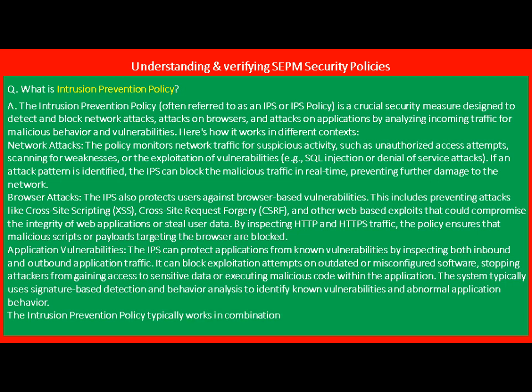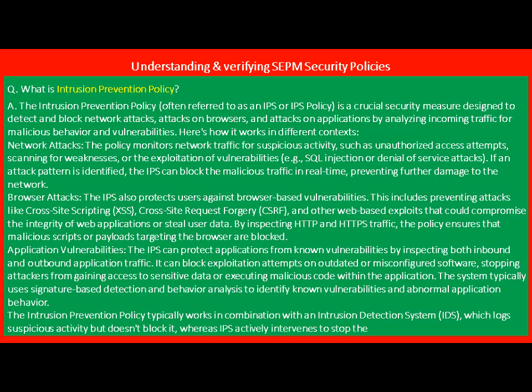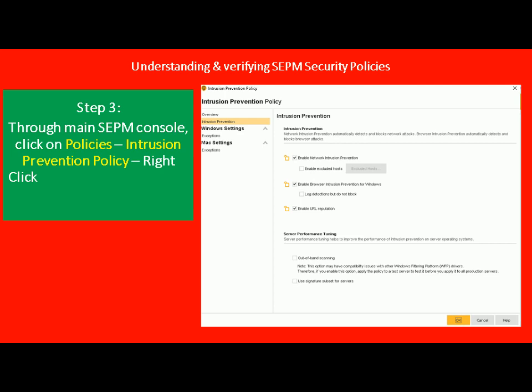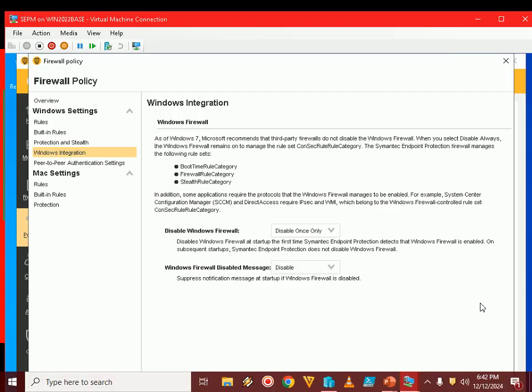So the intrusion prevention policy typically works in combination with an intrusion detection system, that is IDS, which logs suspicious activity but doesn't block it, whereas IPS actively intervenes to stop the threat. Now let's see where we can view this particular policy and verify it. So through the main SEPM console, click on policies and then intrusion prevention policy, right click, edit, and verify or change the current intrusion prevention policy. So let me go back to my SEPM system.